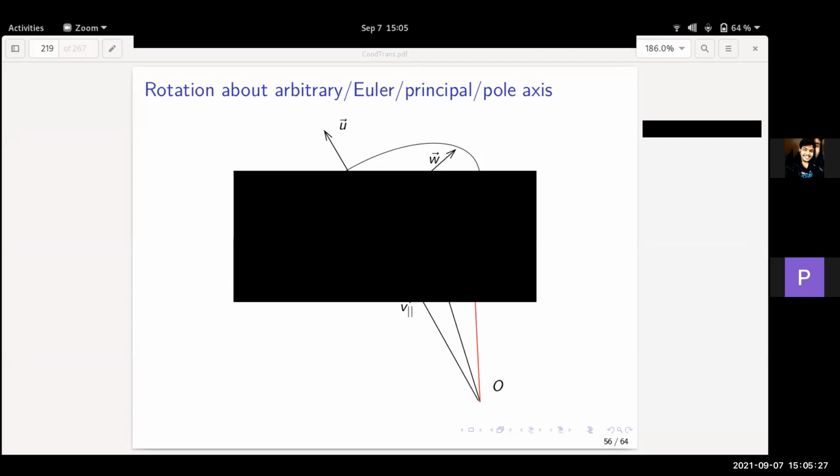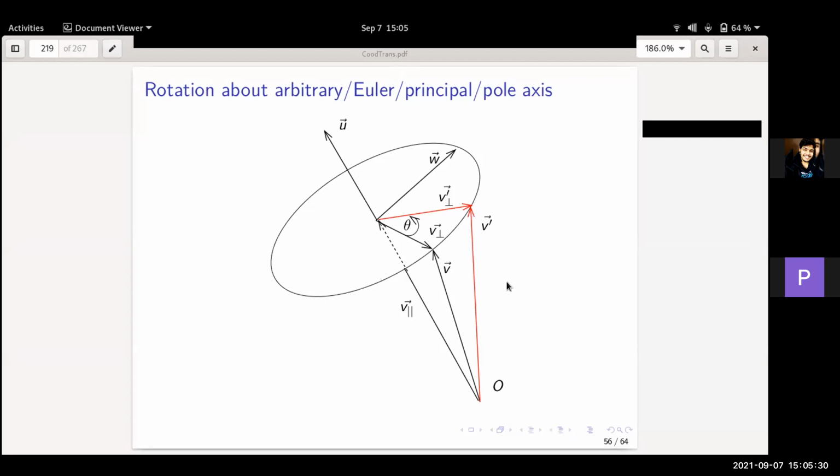Let us consider this case. Suppose we are given an axis of rotation, which is the u axis given here. It is a unit vector in that direction. And then we are asked to rotate an arbitrary vector, for example, in this particular case, vector v, by an angle theta about the axis u. The question here is, after rotation, if the vector is v dash, how can we express this vector v dash in terms of the given vector v and the angle of rotation theta and axis of rotation u?